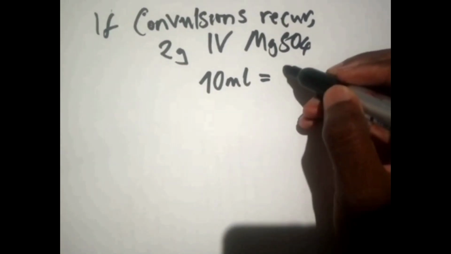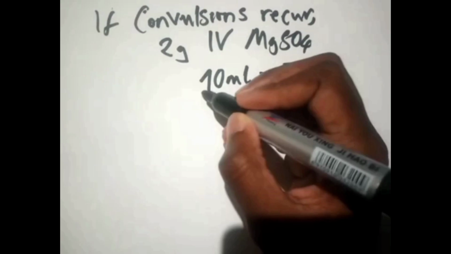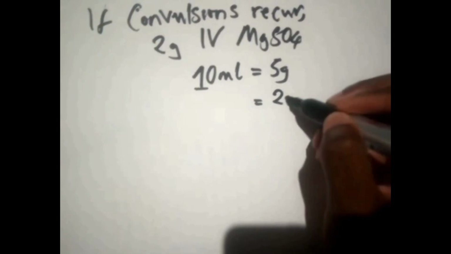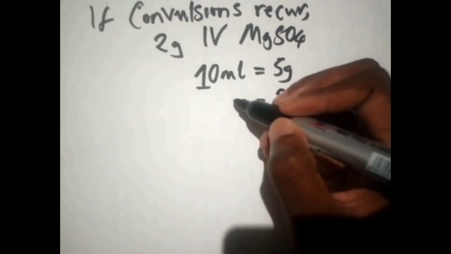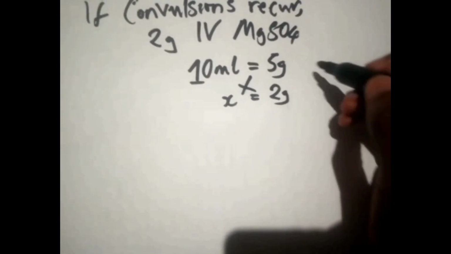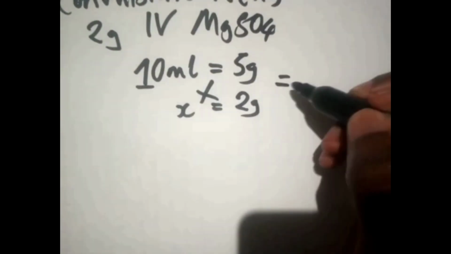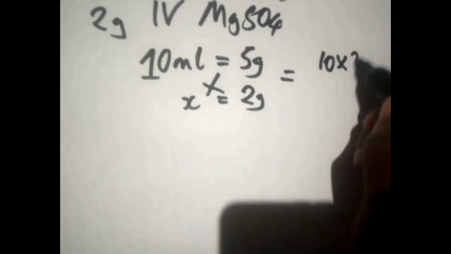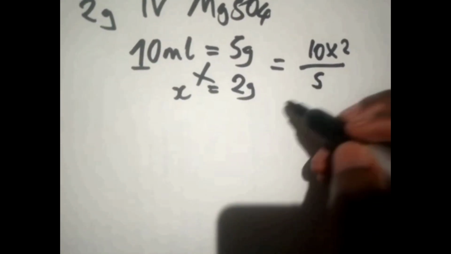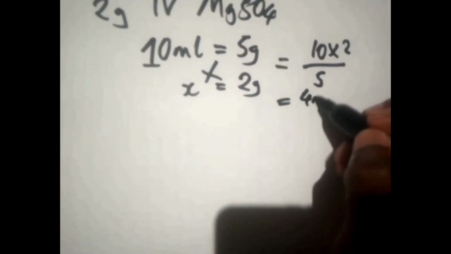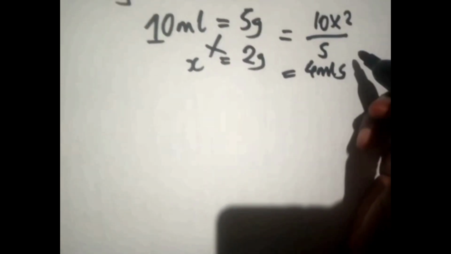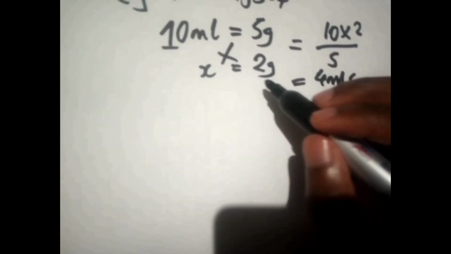10 mils is equal to 5 gram, since that is the one available in this setup. So now we have what? 2 grams. We want 2 grams. How many mils can we get? So that's the conversion now. So this is going to be 10 times 2 divided by 5, which is going to give me 4 mils. So 4 mils is the 2 grams.